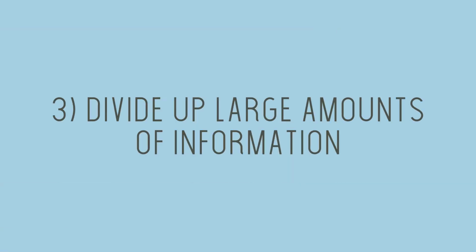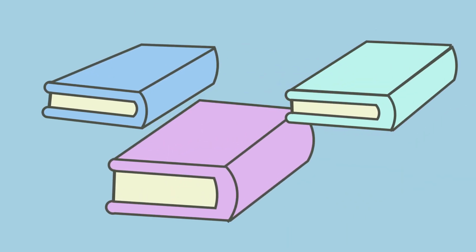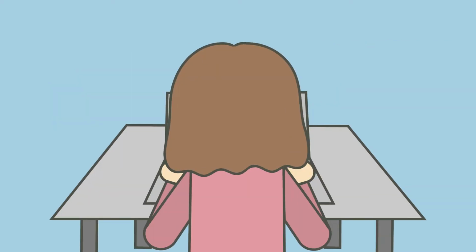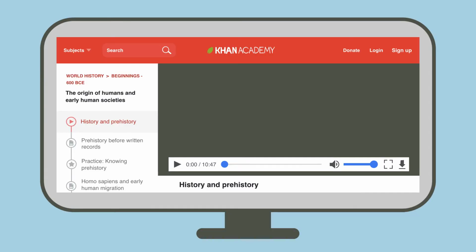Step 3. Divide up large amounts of information. With large amounts of complicated information, it is more effective to divide it up into sections. Not all learners learn at the same pace, so dividing up the information will allow them to pick their pace. An example is how Khan Academy, a popular learning platform, uses multiple videos that run in a sequence to explain an entire idea or concept.